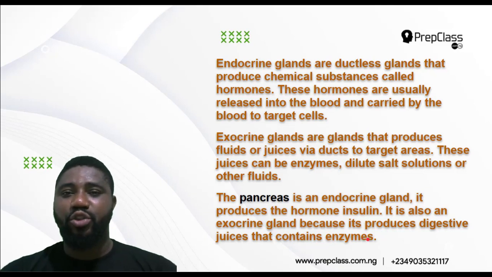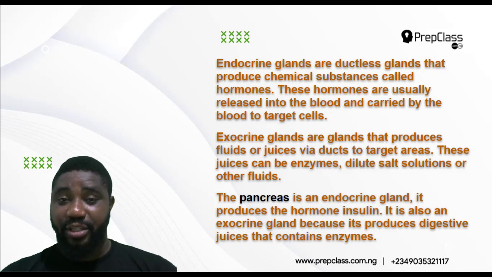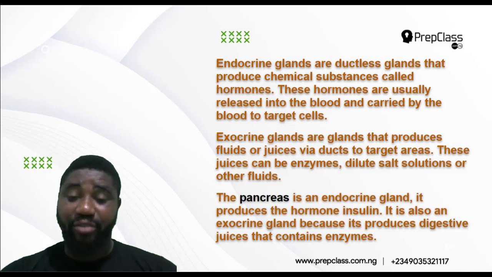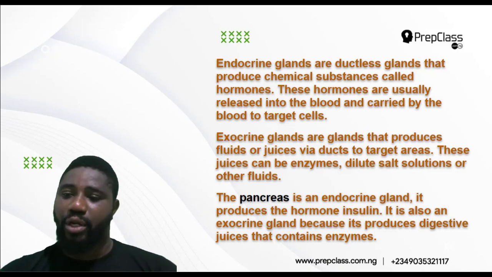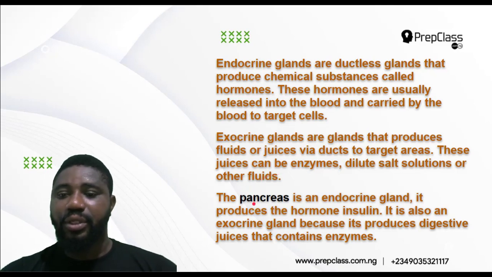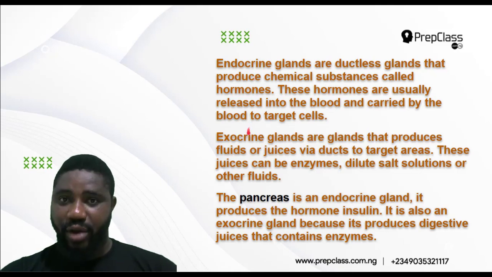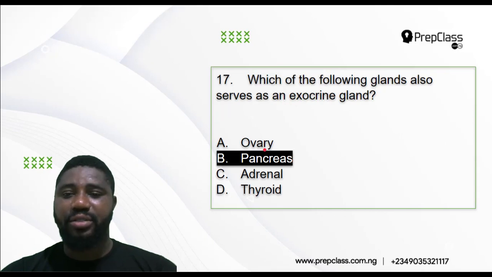So the pancreas releases digestive juices through the pancreatic duct into the duodenum. These digestive juices are of three types: trypsin that digests protein, amylase that digests carbohydrates, and lipase that acts on lipids. So the correct answer there is the pancreas. The pancreas acts both as an endocrine gland and as an exocrine gland. I believe you understand that, right? Okay, so the correct answer is pancreas.